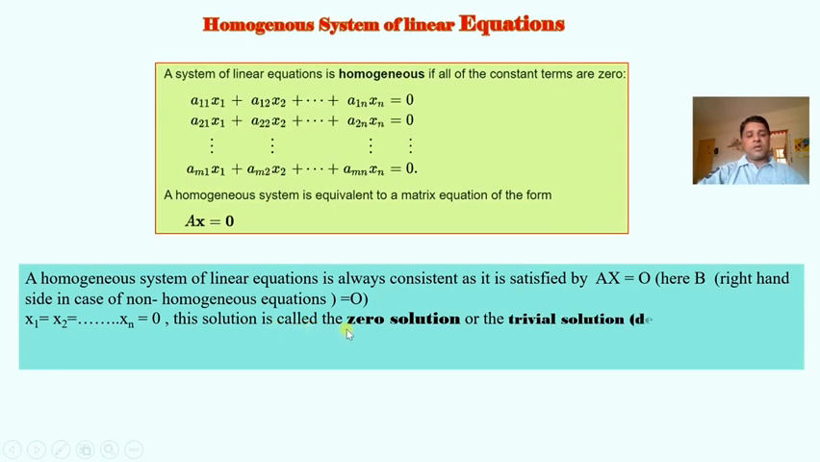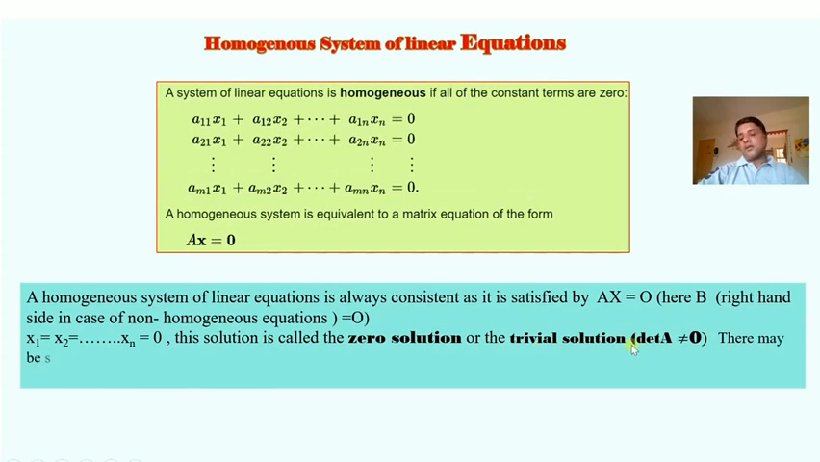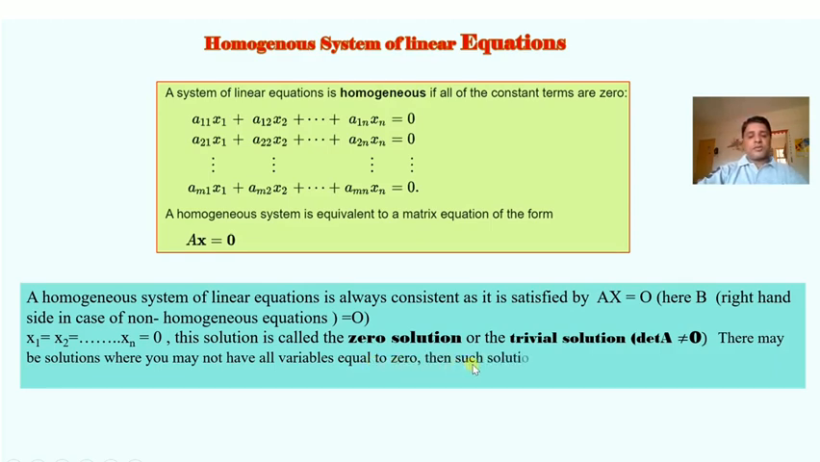This solution is called the zero solution or the trivial solution, when the determinant of A is not equal to 0. There may be solutions where you may not have all variables equal to 0. Such solutions are called non-zero solutions.